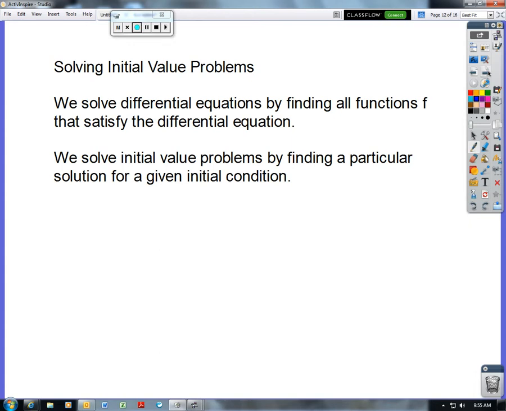So we solve differential equations by finding all functions f that satisfy it. That's going to be in general. This will be like a general solution. And then if we have an initial condition, that's like a specific initial condition, then we can find a particular solution. So that's just like one curve. The general solution would include all of the antiderivatives. And this would just be a specific antiderivative.